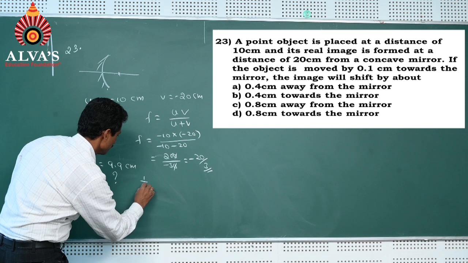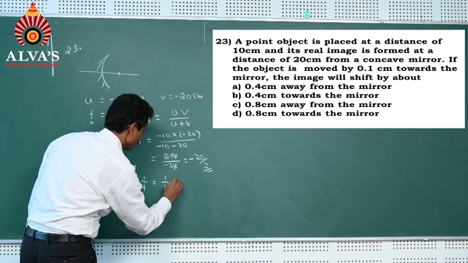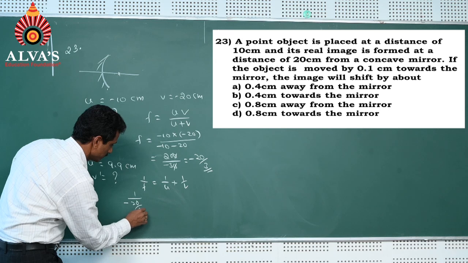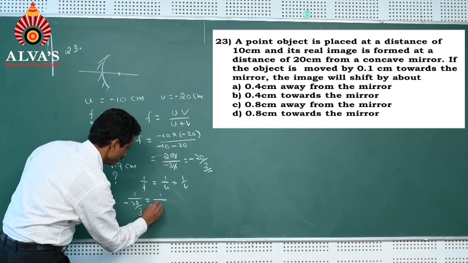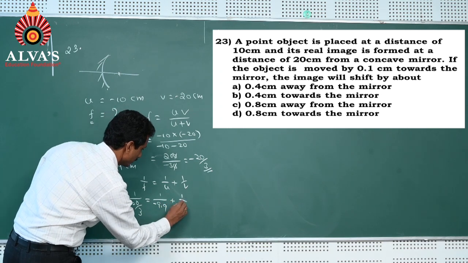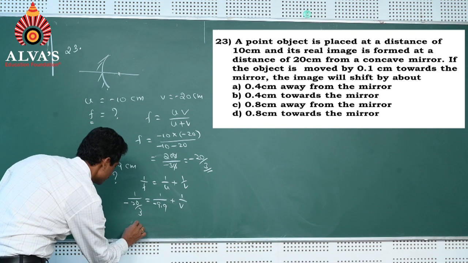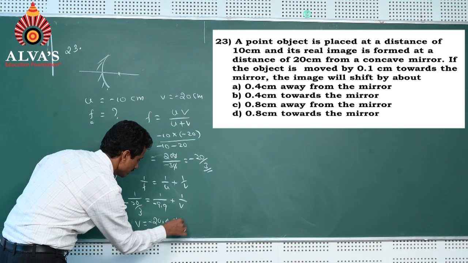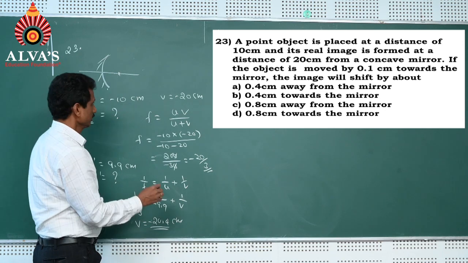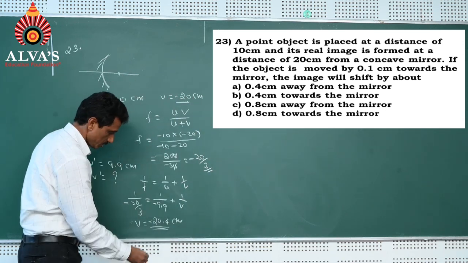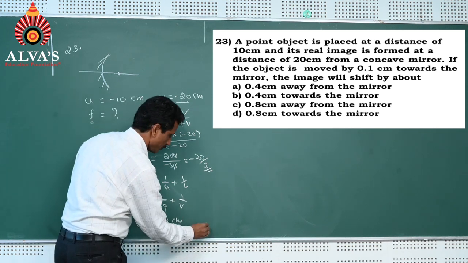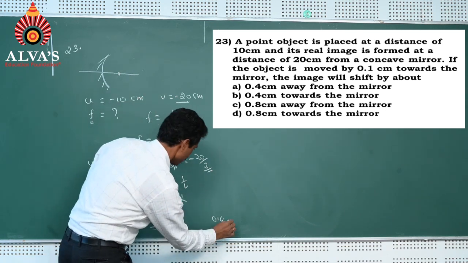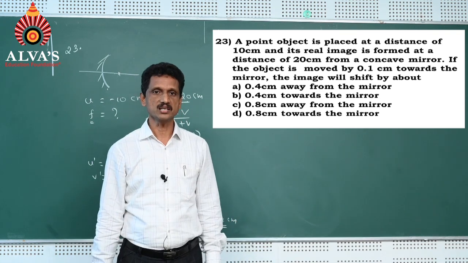Therefore, 1 by f is equal to 1 by u plus 1 by v. 1 by f is minus 20 by 3, is equal to 1 by minus 9.9 plus 1 by v. If you calculate this, you will get v is equal to minus 20.4 centimeter. Therefore, initial image distance is 20 centimeter, now minus 20.4 centimeter. Therefore, the image moves 0.4 centimeter. Hence, answer A.